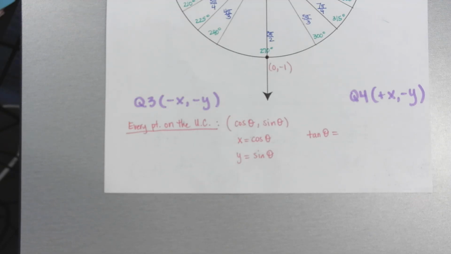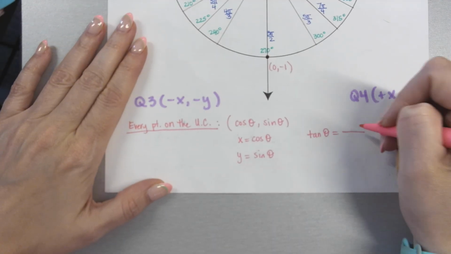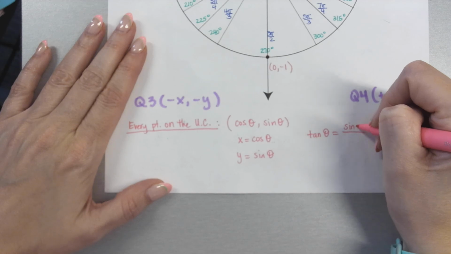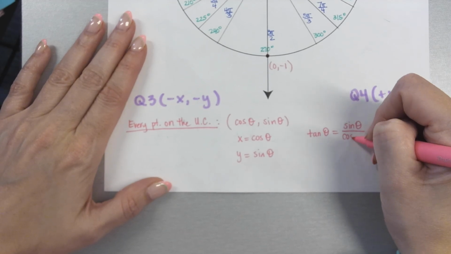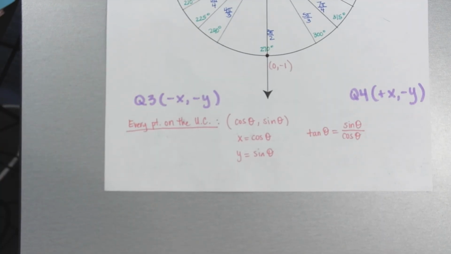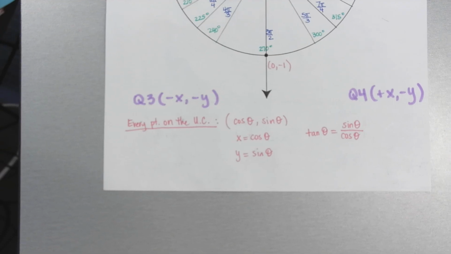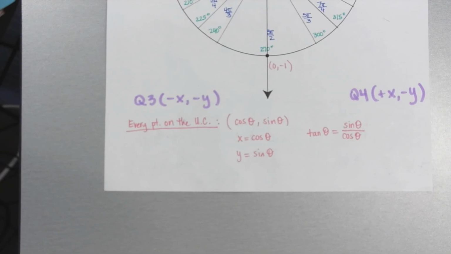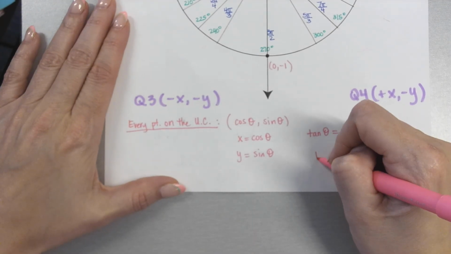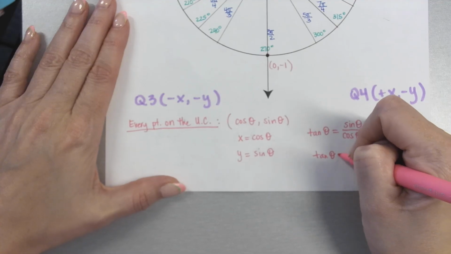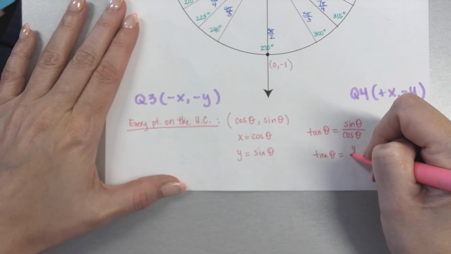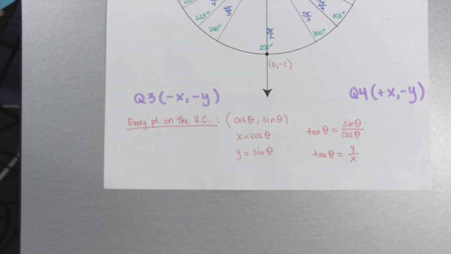Yeah, it's opposite over adjacent, so it's sine over cosine. Okay, so the tangent is going to be equal to the sine over the cosine, or if we think of that in terms of y and x, we can find that as y divided by x.